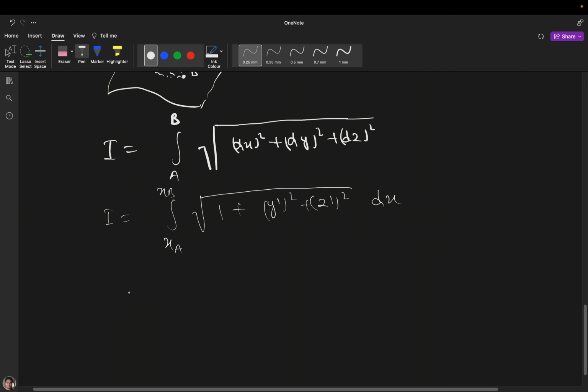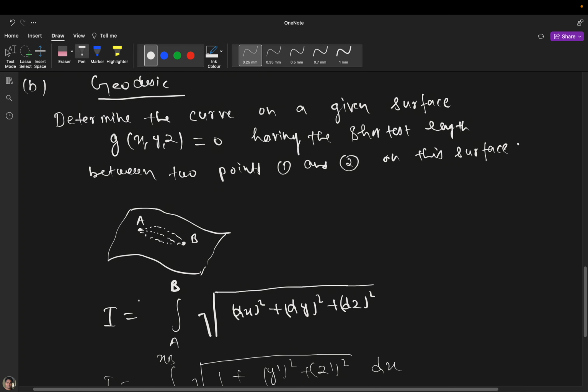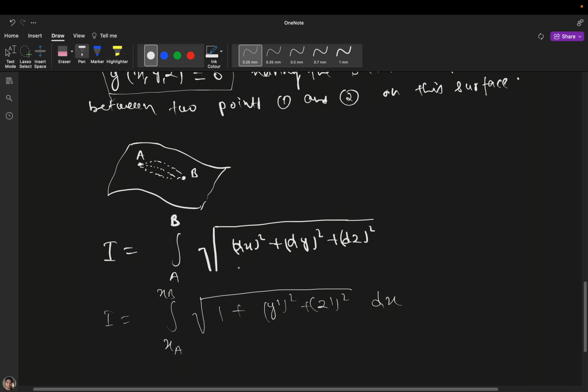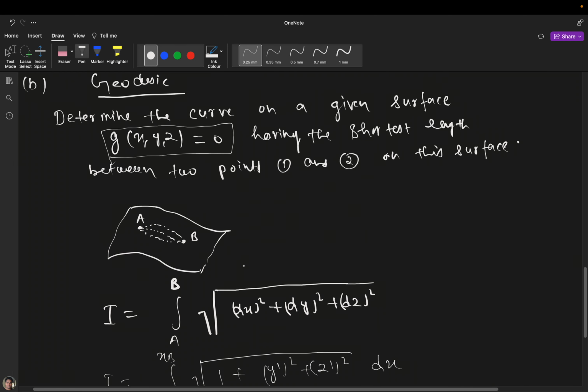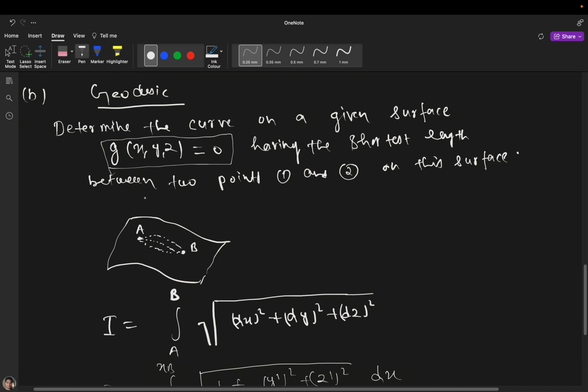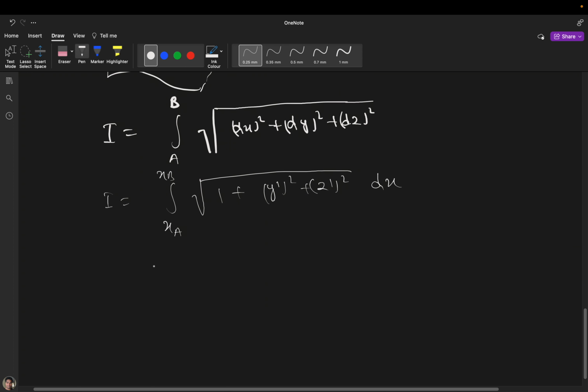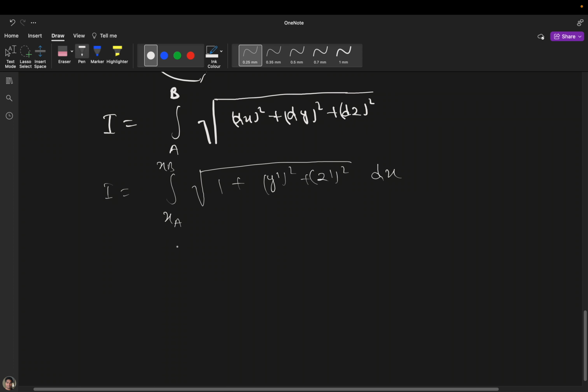The problem is that we have to minimize I. And there is one more constraint. This is not just a problem where we minimize I; there is also a constraint such that when you put x, y, z in the given surface, that should be equal to 0. So this is a kind of constraint optimization.